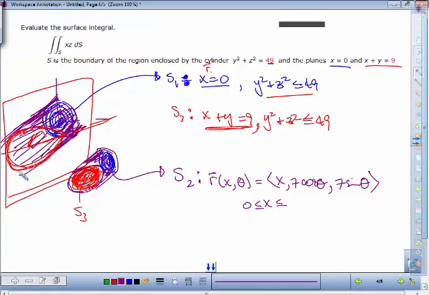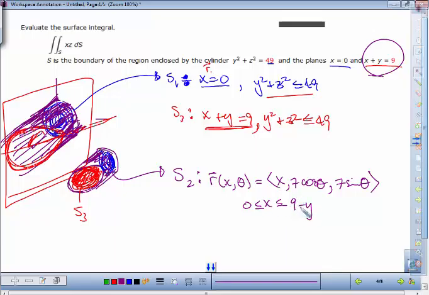Where does it stop? So look at how the x direction is moving. It goes from 0 to what? 9? Not quite. What? 9 minus y. How'd you get that? Yeah, so that it stops at that plane. It stops at the plane x plus y is equal to 9. So now you just want to replace that with an appropriate x value. So the x is 9 minus y.